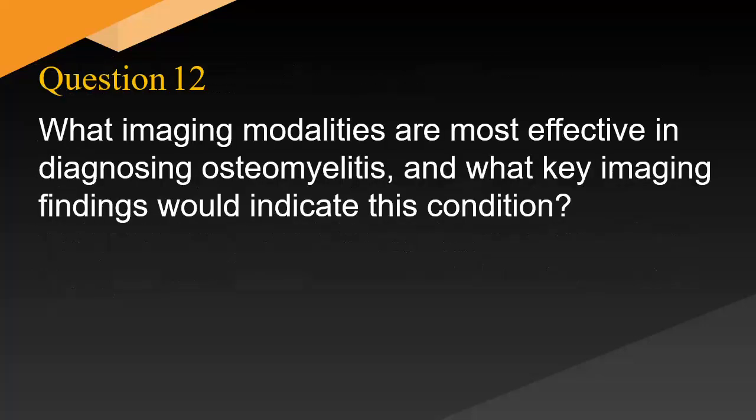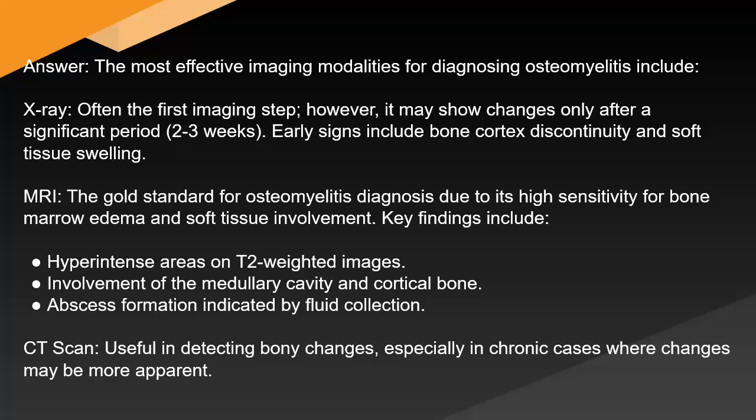What imaging modalities are most effective in diagnosing osteomyelitis, and what key imaging findings would indicate this condition? Answer: the most effective imaging modalities for diagnosing osteomyelitis include X-ray. Often the first imaging step, however, it may show changes only after a significant period, 2-3 weeks. Early signs include bone cortex discontinuity and soft tissue swelling.